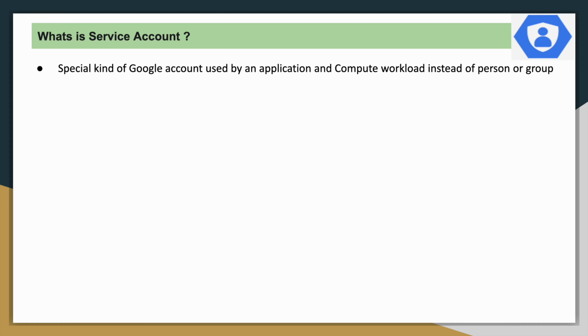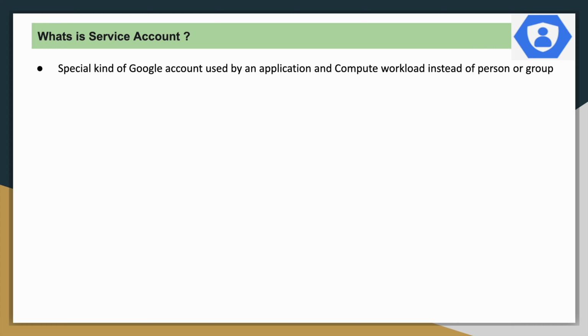So we will see the types of service accounts. On a high level we have two types of service accounts. The first one is user managed service accounts. In this case, as a Google Cloud Platform user, we can create service accounts based on our requirement, and we can grant the required IAM roles and permissions to that service account to access Google Cloud Platform resources and accomplish a given task.